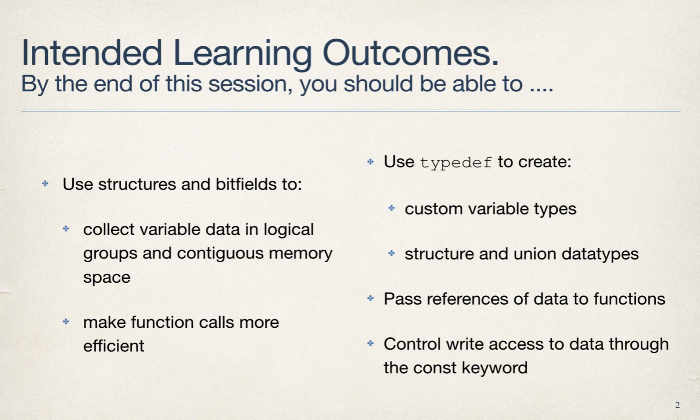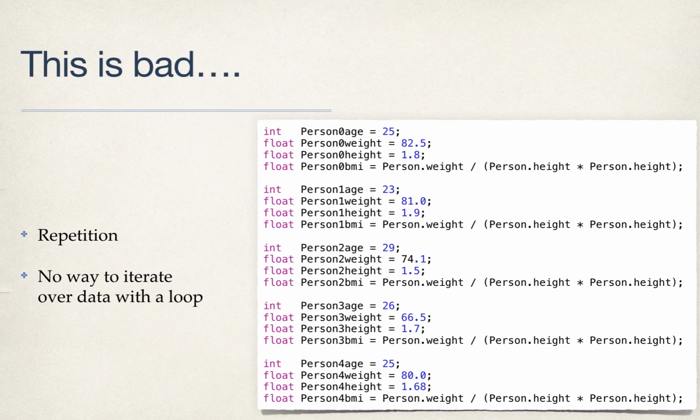Okay, so let's start with what not to do. And that is something like this. So what are we trying to do here? We're trying to keep track of 5 people. And for each person we want to keep track of their age, weight, height, and to calculate their body mass index using this rather crude formula. Now, it probably doesn't need me to say that this is actually very bad practice for so many reasons.